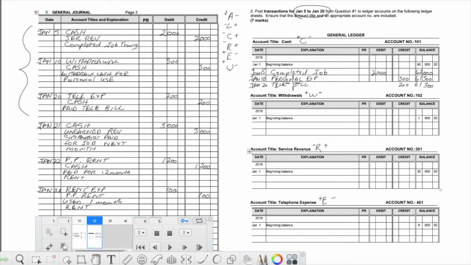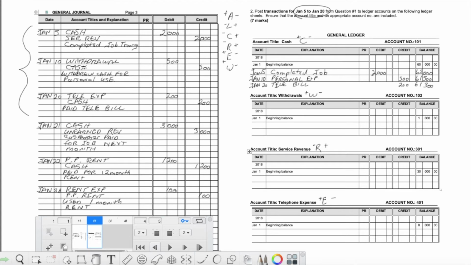If we continued on, if we had more, but for now we're only doing January 5th to 20th, because we could go on and on and on. There's another one for cash that would fall under debit for $3,000 and so forth. But we're done because we're only doing up to the 20th. All right, just so that you get the idea.